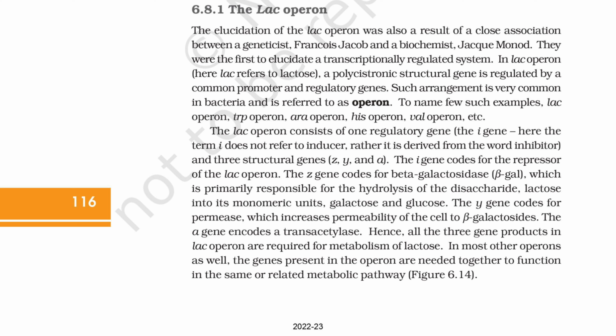The Z gene codes for beta-galactosidase, which is primarily responsible for the hydrolysis of the disaccharide, lactose, into its monomeric units, galactose and glucose. The Y gene codes for permease, which increases permeability of the cell to beta-galactosides. The A gene encodes a transacetylase. Hence, all the three gene products in Lac operon are required for metabolism of lactose.